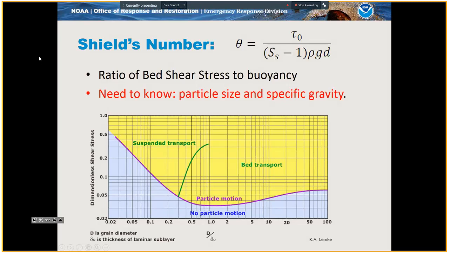Talking just a little bit about transport at the bottom, the Shields number comes from the sediment transport idea. It's basically the ratio of the shear stress at the bottom of the river or ocean to the buoyancy. The buoyancy of the particles depends on the density and the size of the particle. So you get this nice little plot, and if you know your particle size and your density, you can see whether it's going to move along as bed load, whether it's going to move as suspended transport, or down here, whether it's going to move at all.